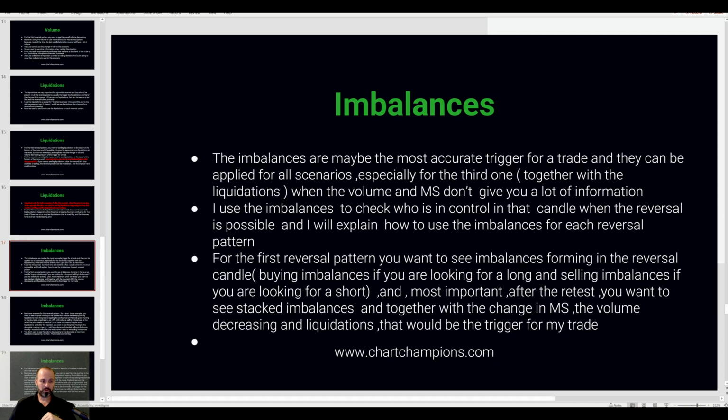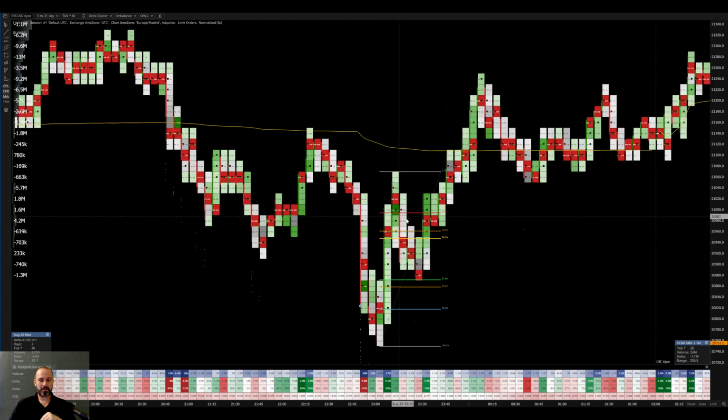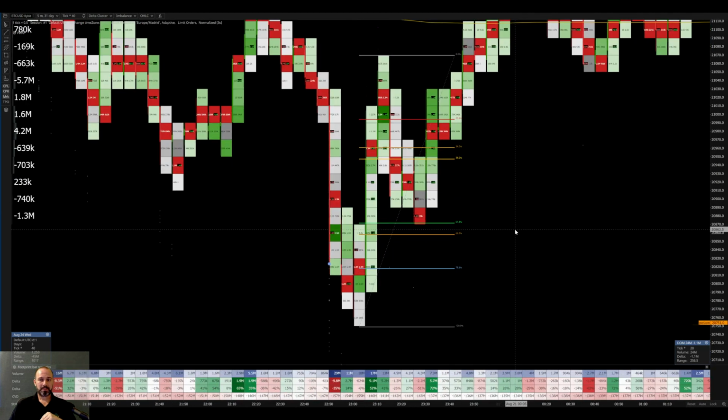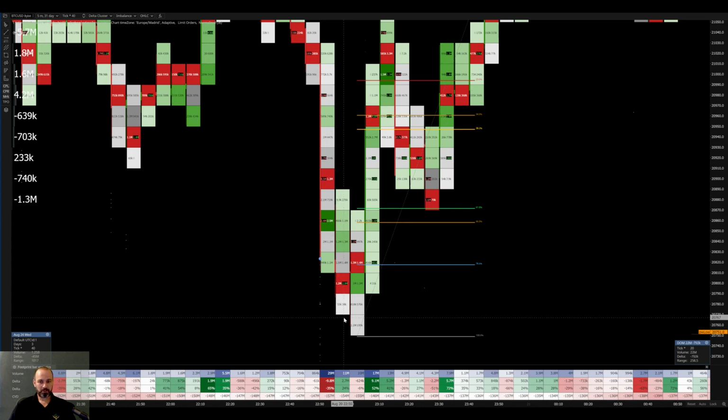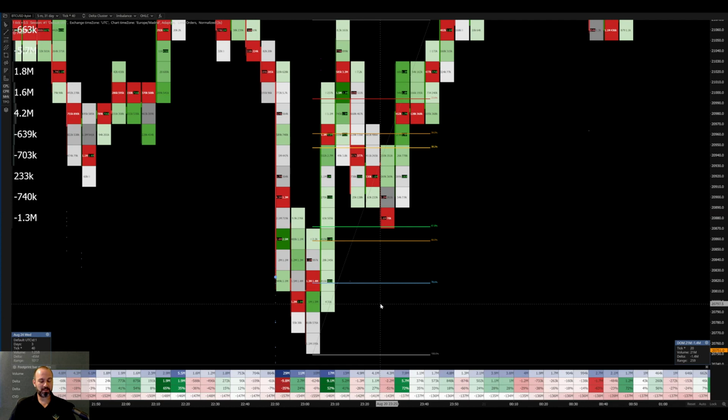Now we need to move to examples, right? So for the first scenario, we can see here the price moving to the downside, and look at this, boom, boom, boom, boom, boom, buying imbalances. Buying imbalances, this is exactly what you want to see. You start to see liquidations, right? The reversal, the backtest. Here we do have some liquidation, it is not necessary, but look at this, boom. Price is here, you can see stacked imbalances, stacked imbalances. This is the actual trigger for this trade.